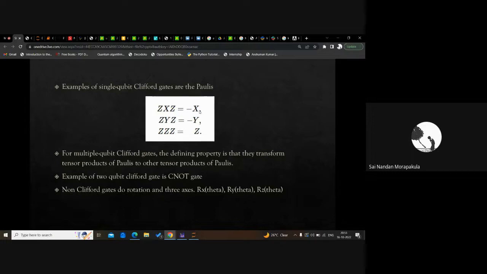Non-Clifford gates do rotation around the three axes; they do not convert Pauli gates to other Pauli gates. They do only rotation. For example, RX gate, RY gate, and RZ gate are called non-Clifford gates, because they don't have the property of converting one set of Pauli gates to another set of Pauli gates. That's why they can only do rotation. They cannot transform from one Pauli set to the other. That is why we call them non-Clifford gates.